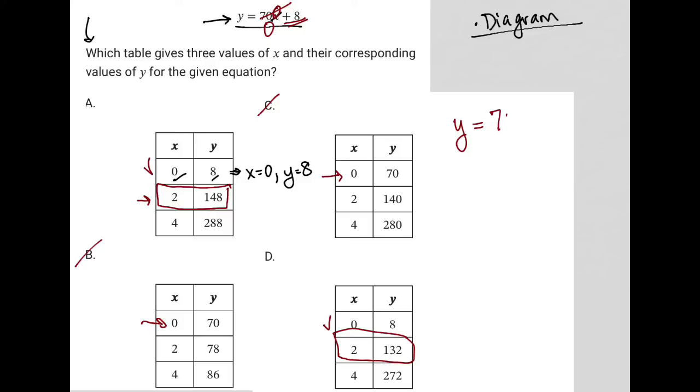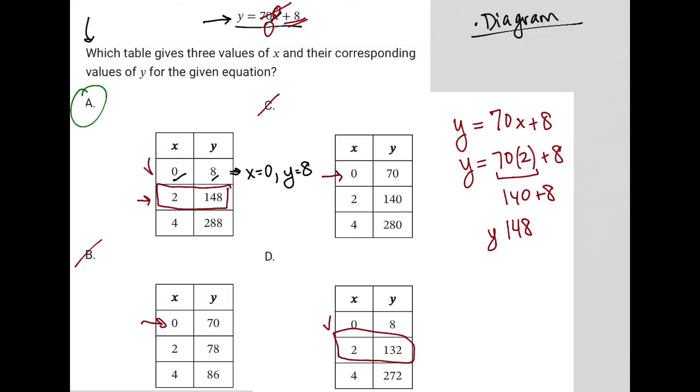So I'm going to rewrite the equation, y equals 70x plus 8. I'm going to substitute x with 2 by making this y equals 70 times 2 plus 8. 70 times 2 is 140, and 140 plus 8 is 148. Therefore, choice A must be the correct answer because it's the only answer choice that says that when x is equal to 2, y is equal to 148.